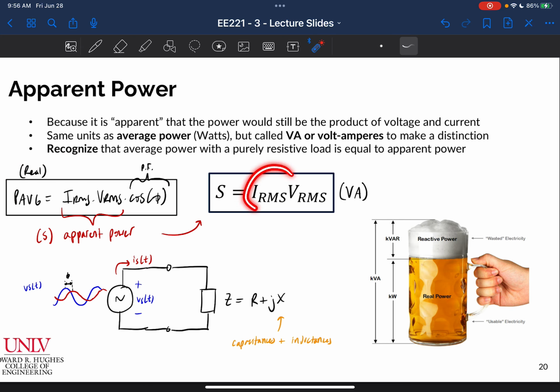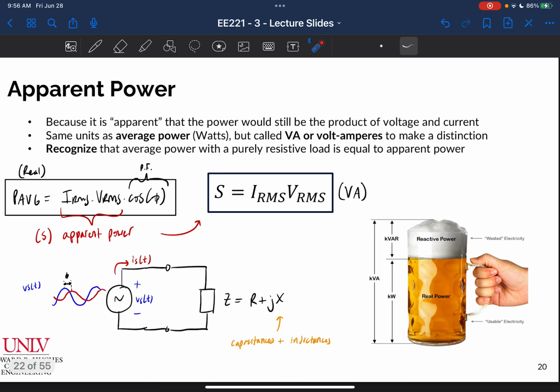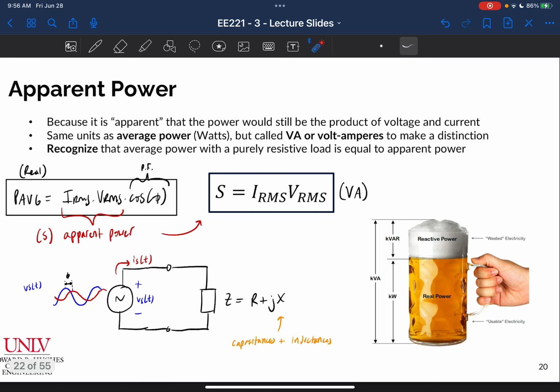That's the apparent power, right? The whole thing, but scaled down because of the phase shift, right? So we lose a little bit of this power that we had available to us due to that phase shift between the voltage and the current, which is due to the reactance in our load or in our circuit, okay?